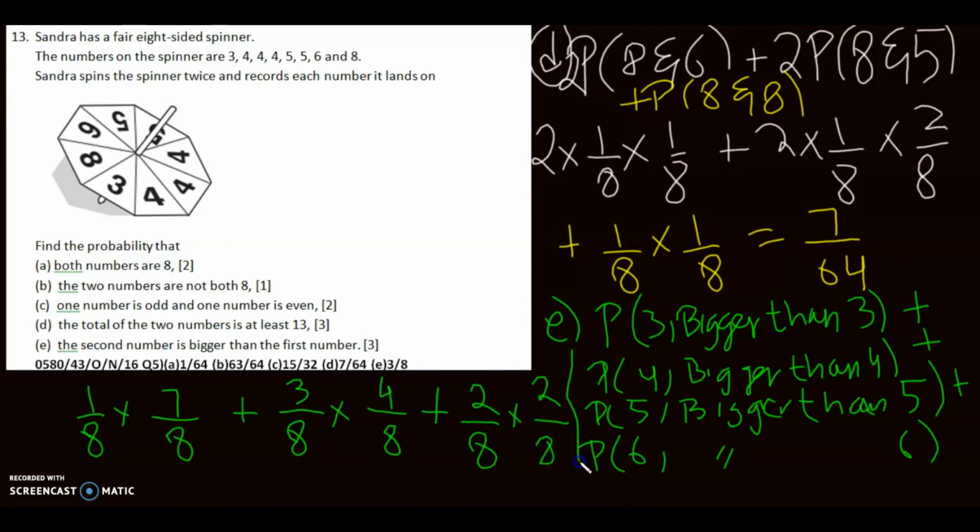And then probability of getting 6 is 1 upon 8 and then in the next attempt getting a number bigger than 6 is 1 upon 8. Okay, let's see what this gives us. This gives 3 upon 8, which is the answer.